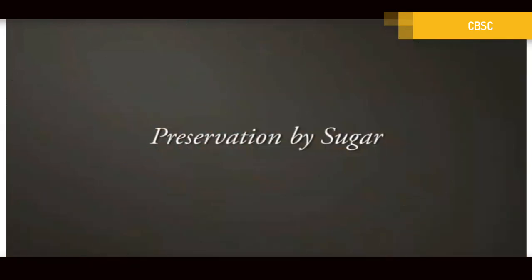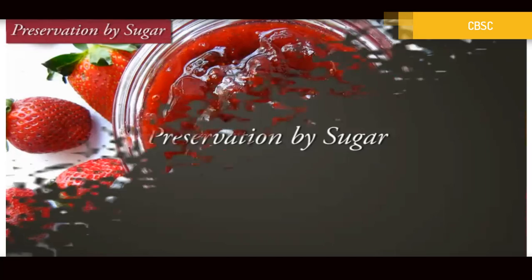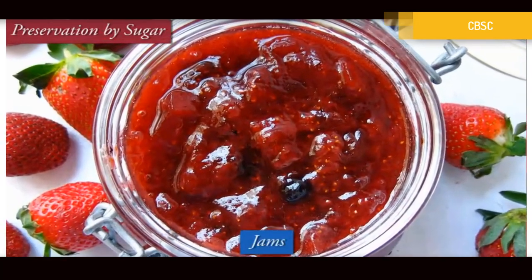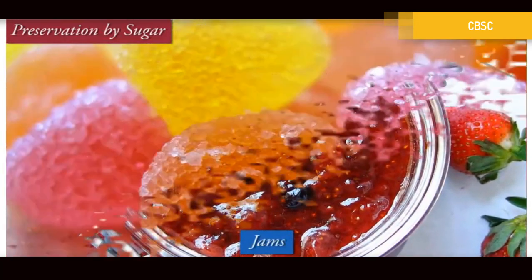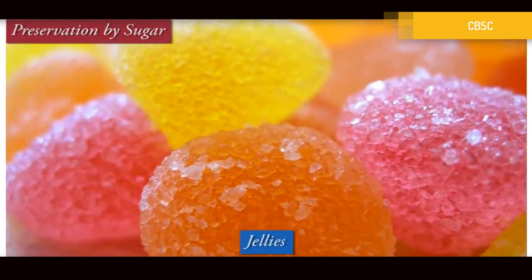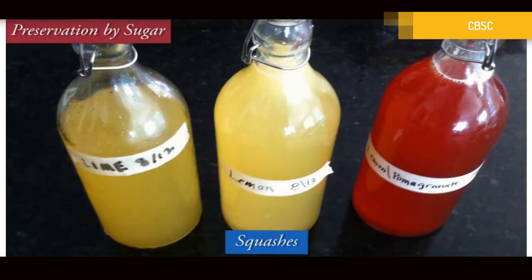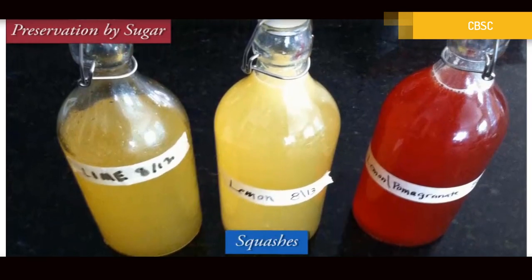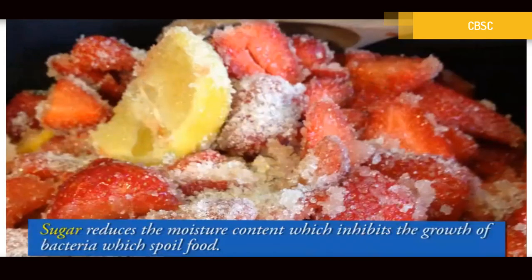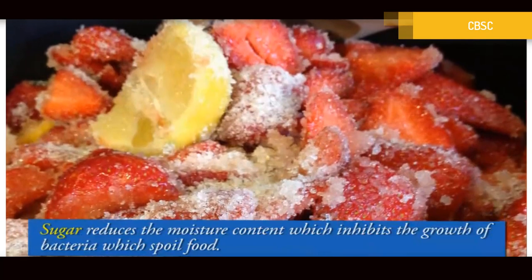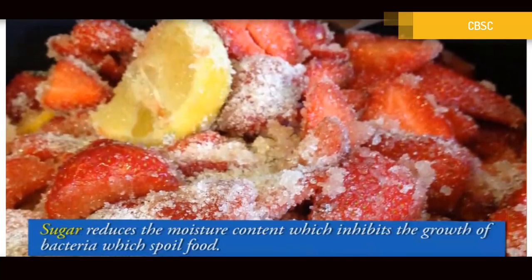Preservation by sugar. Jams, jellies, and squashes are preserved by sugar. Sugar reduces the moisture content, which inhibits the growth of bacteria which spoil food.